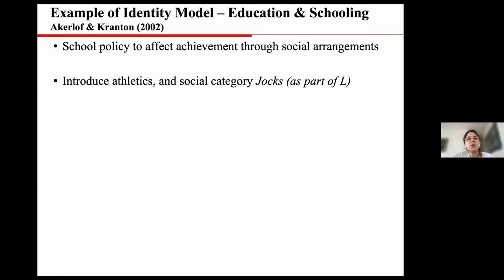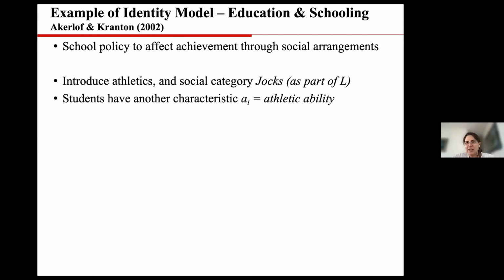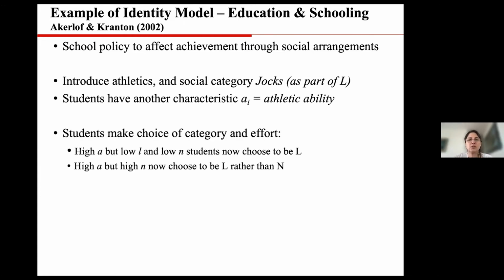Okay. So what does athletics do to our social arrangements? We're now going to add another social category called the jocks. Okay, so the jocks are part of the cool kids, okay, because the overall society somehow values athletics, right, and athletic achievement. So the jocks are now part of the leading crowd. And I'm going to add another characteristic that each student has, which is A, which is their athletic ability. So now students have three characteristics. They have looks, they have talent in schoolwork, and they also have athletic ability.